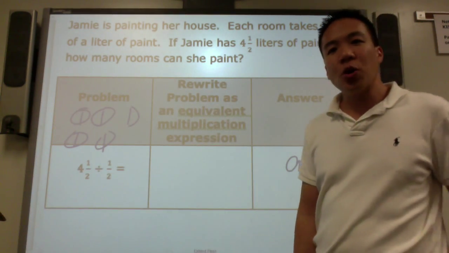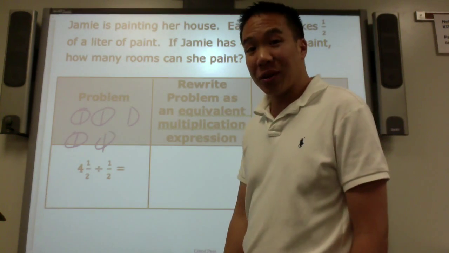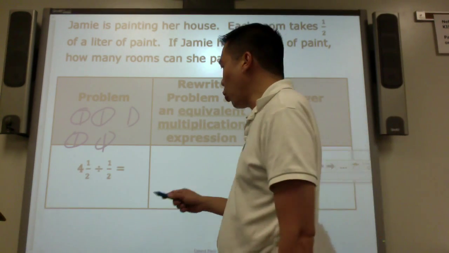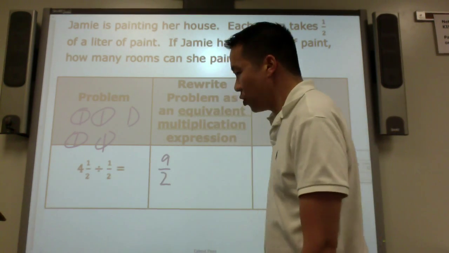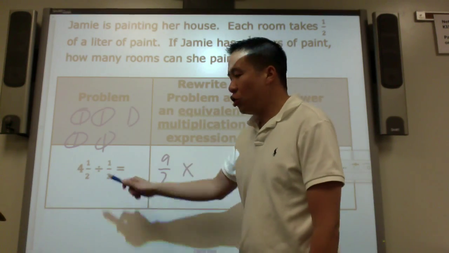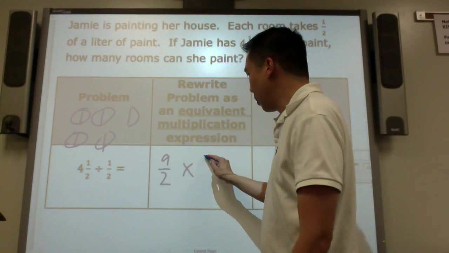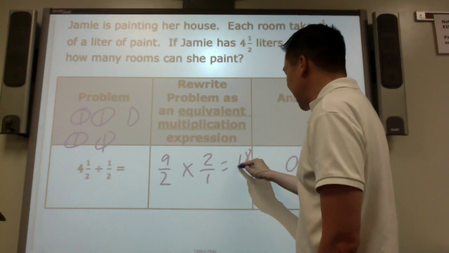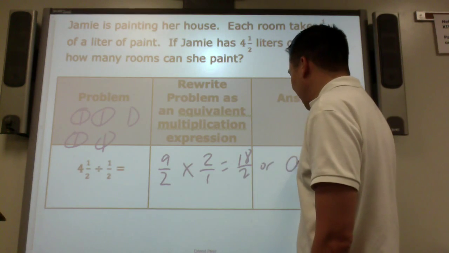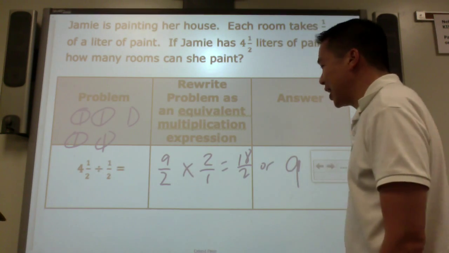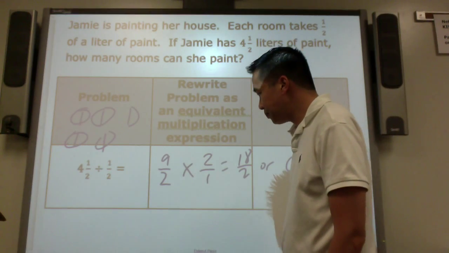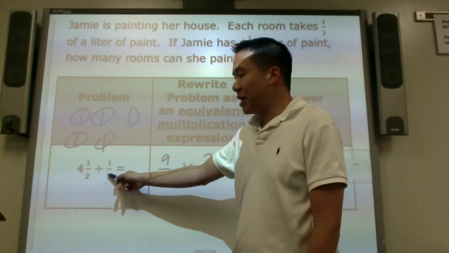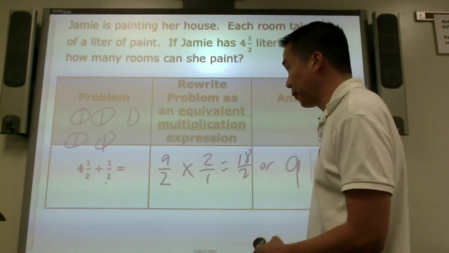But we could turn this into an equivalent multiplication expression. So we have 4.5. Do you know another way to write 4.5? What about 9 halves? For the multiplication expression, you do the reciprocal of the second number. So we have 9 halves times 2/1 equals 18/2, or 9 whole. Hey, it did work. If you take the reciprocal and multiply, you'll get the same answer as the division picture modeling.